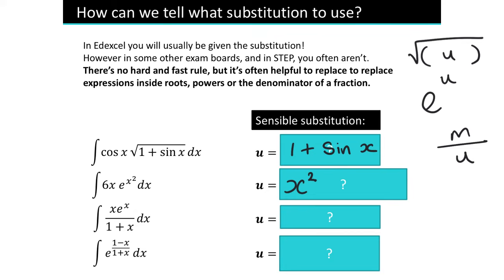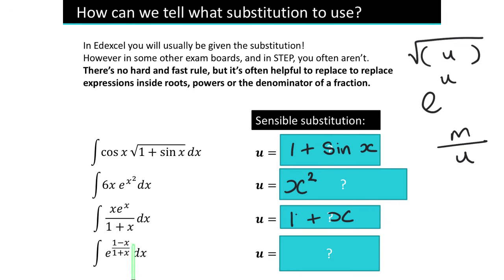Okay, for the next one, what would a potential substitution be? Because this time we have e to the power of x, but also a denominator of 1 plus x. Personally, 1 plus x is more complicated than x, right? Yeah, I always go for the more complicated one. So 1 plus x it is. 1 plus x is technically more complicated than just x. Yeah? Okay, the next one.